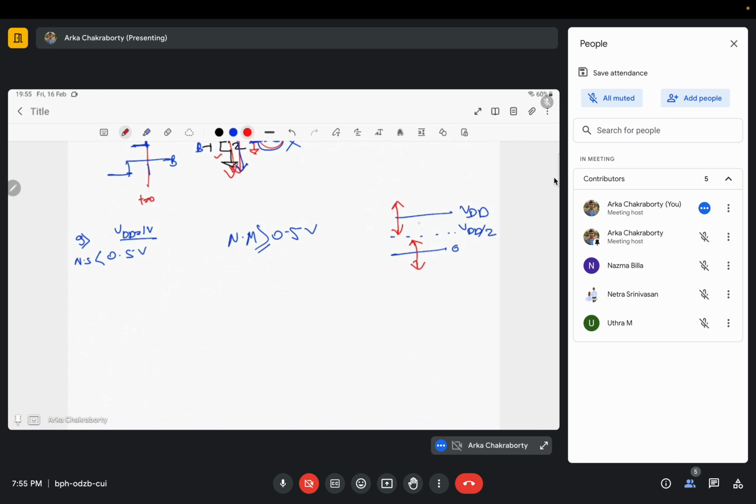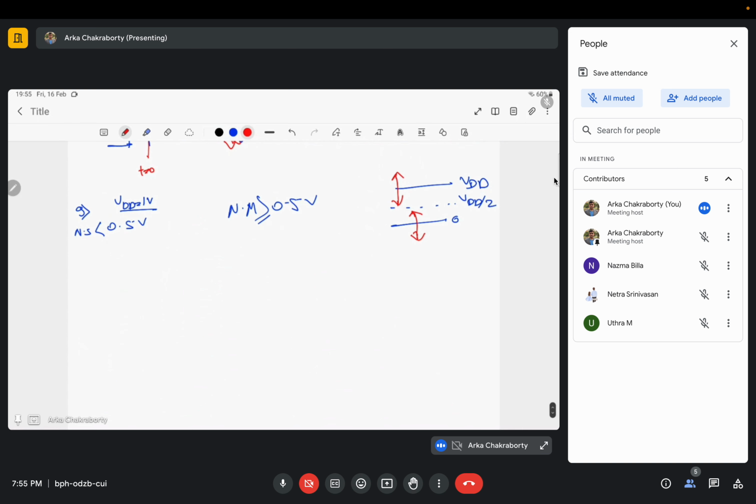So what we have to do is design the circuit in such a way that my noise margin is not 0.5. We have to design the circuit so that the output voltage is very close to VDD and ground, so that even if a noise of 0.5 arrives, it doesn't cross the VDD by 2 value. Is it clear, Nazma? And anything else regarding this question, any point I'm missing?